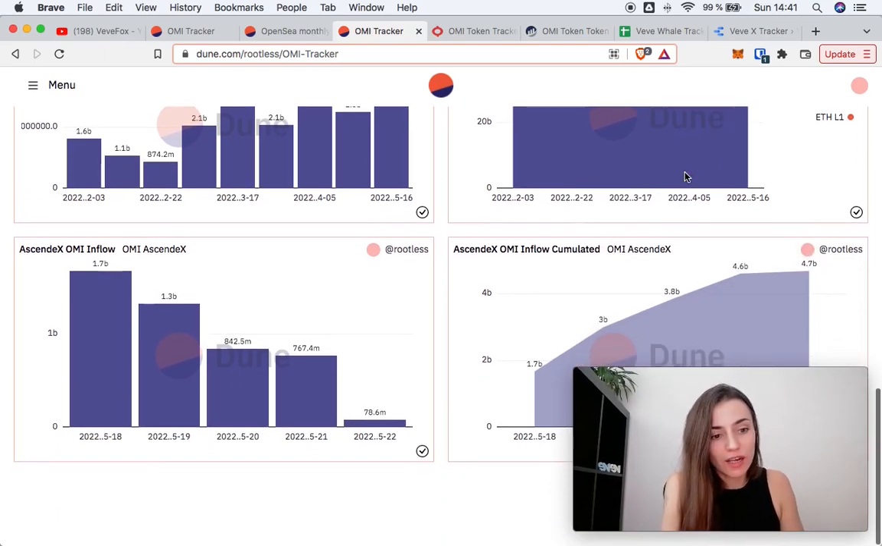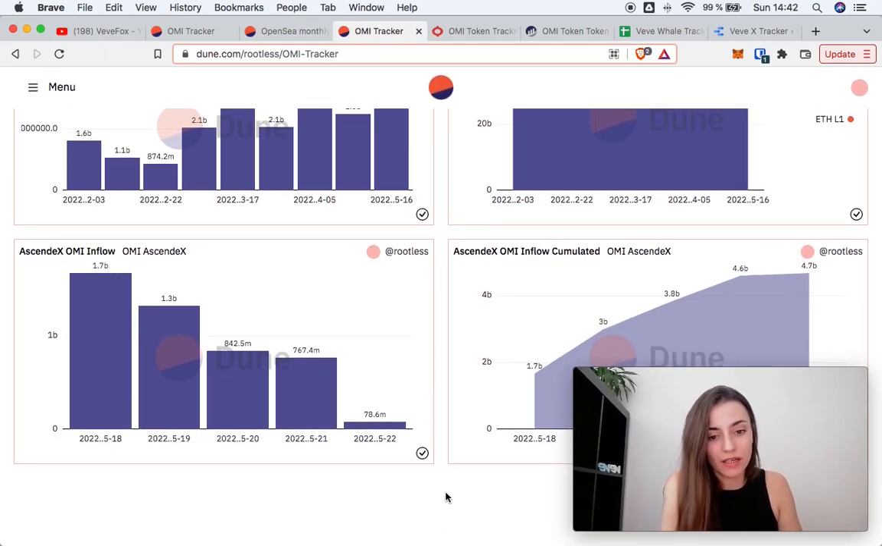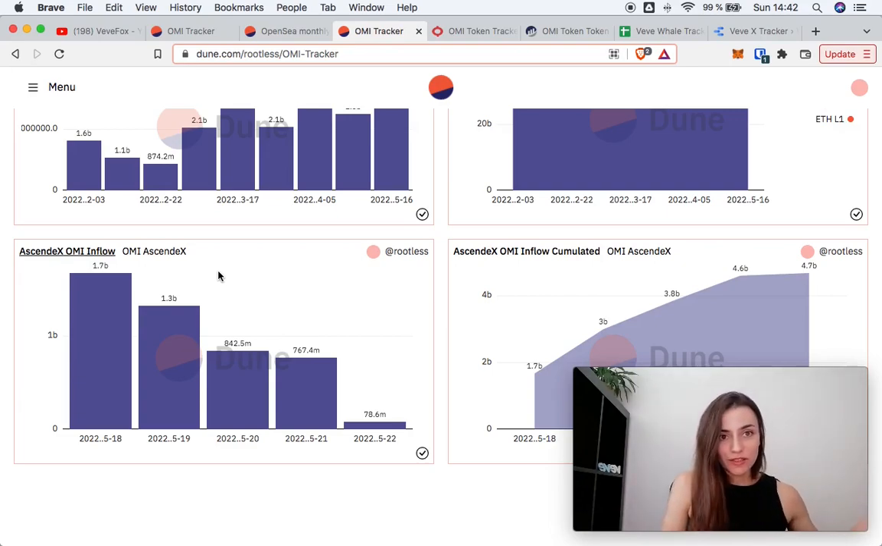And lastly, what I checked, because I thought it's super interesting at the moment, was the OMI that is transferred to the Ascendex exchange because of the staking. Since the 18th of May, Ascendex offers staking for OMI with a 10% APY, which is super awesome. So if you weren't aware of it, go check it out. Ecomi released an article about it, and a lot of other VeVe YouTubers already did a video about how to stake your OMIs on Ascendex. This is really cool stuff.